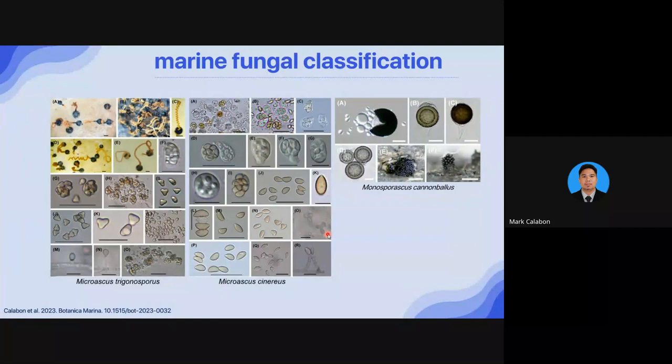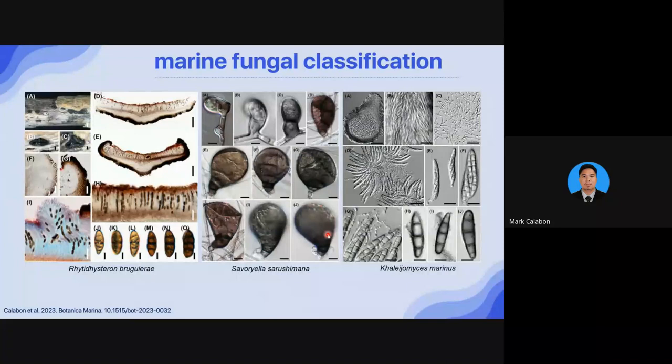We also collaborate with people from Saudi Arabia. Professor Mohamed Abdel-Wahab incorporated data from their newly introduced species like Savoryella saudimarina and the new genus Calegarimaris marinus. And also from Thailand, this is a new record, Retidihesteron bruguierae. Previously, it was isolated in Bruguiera, but this one, I isolated this on, I think, Rhizophora.